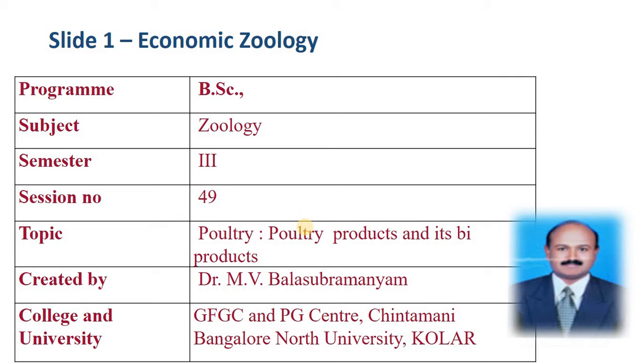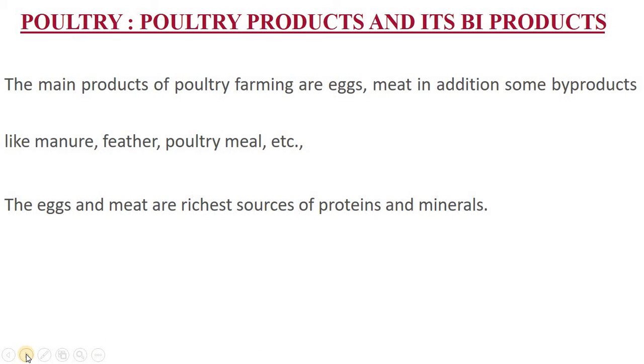Students, today we are going to discuss poultry products and their byproducts. This topic is part of third semester zoology, and the subtopic is economic zoology. In the previous classes, we discussed the indigenous breeds of poultry, the exotic breeds of poultry, and the third topic, poultry diseases: four types of diseases, their causative agents, symptoms, and treatments. Today is the fourth topic, poultry products and their byproducts.